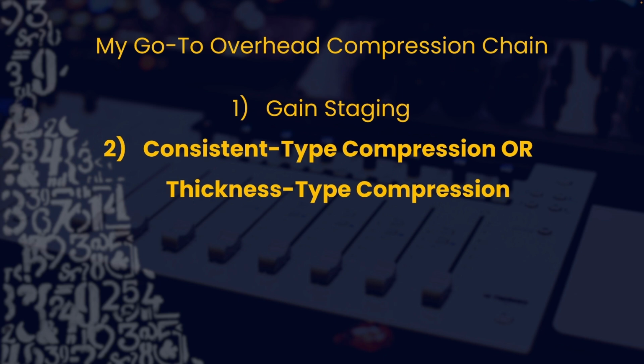So we want to just reduce the volume of the kick and the snare in the overheads, and we just want to bring up those cymbals. I'm going to reach for thickness type compression. If there's a good balance and I still don't mind having the snare in there, then I'm going to be using a more consistent type compression.